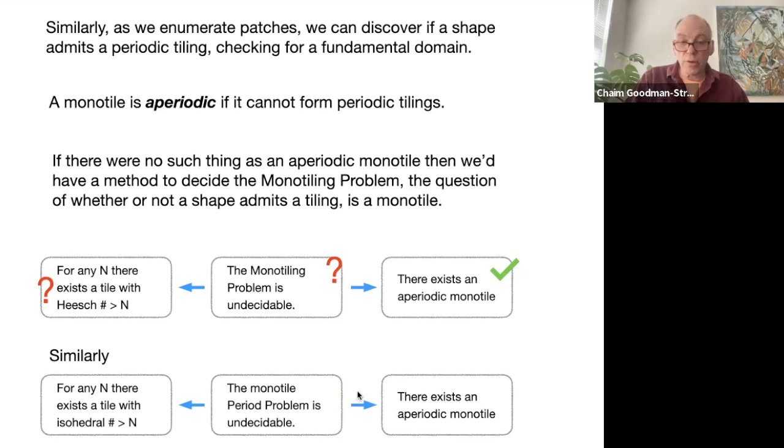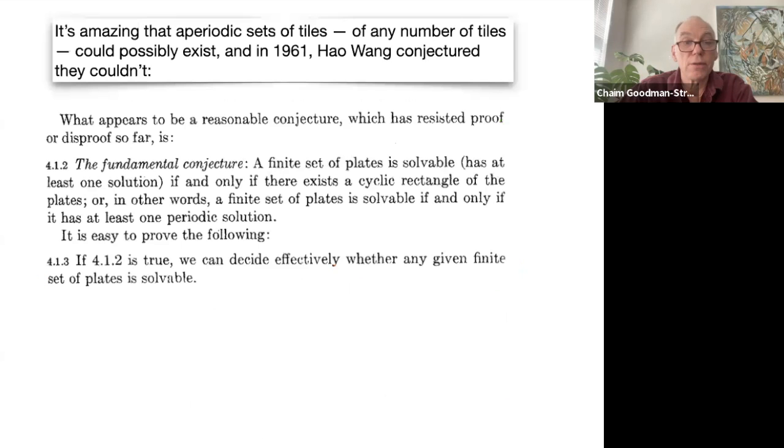I guess it might be easier on the right to say the contrapositive. If there is no aperiodic monotile, then we have a method to decide the period problem. And similarly, if there were no aperiodic monotile, we'd have a method to decide the monotiling problem. By the way, I always forget until well into the talk, but when I say undecidable, I specifically mean computationally undecidable, not undecidable in the completeness sense. And then we have the same implications.